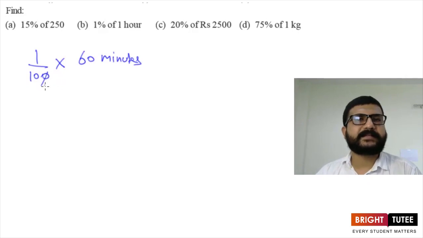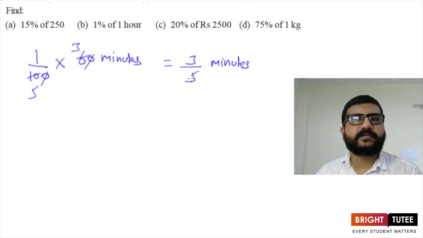Now let's simplify this. We can cancel 1 0 with 1 0. Now we can cancel them with 2. 2 into 3 will give us 6. 2 into 5 will give us 10. Now we are having 3 upon 5 minutes. So this is basically 3 upon 5 minutes.